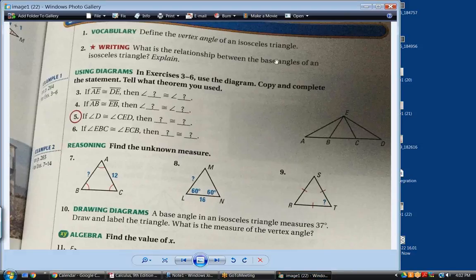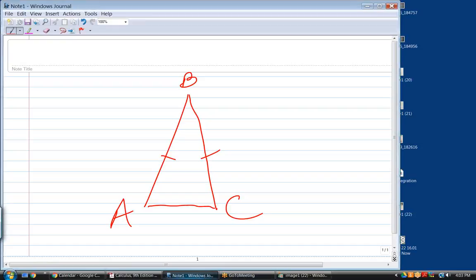What's the relationship between the base angles? The base angles are the angles opposite. The angle opposite that side is C. What's the angle opposite that side? A. And what's the relationship between A and C? They're equal. You will find when they test you on isosceles triangles, that's the thing you need to know more than anything else. Because it's too simple to just say, if this side here is 8, what is this side here? So they want to make sure you know that the two angles are equal also.